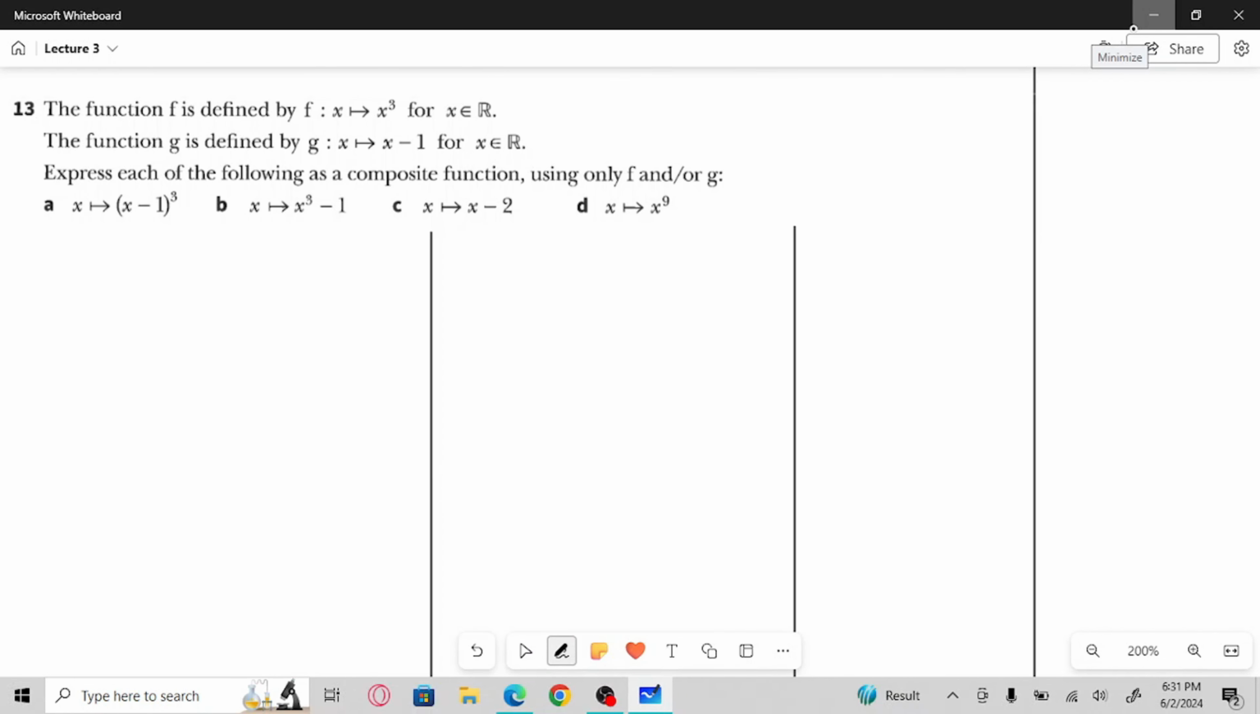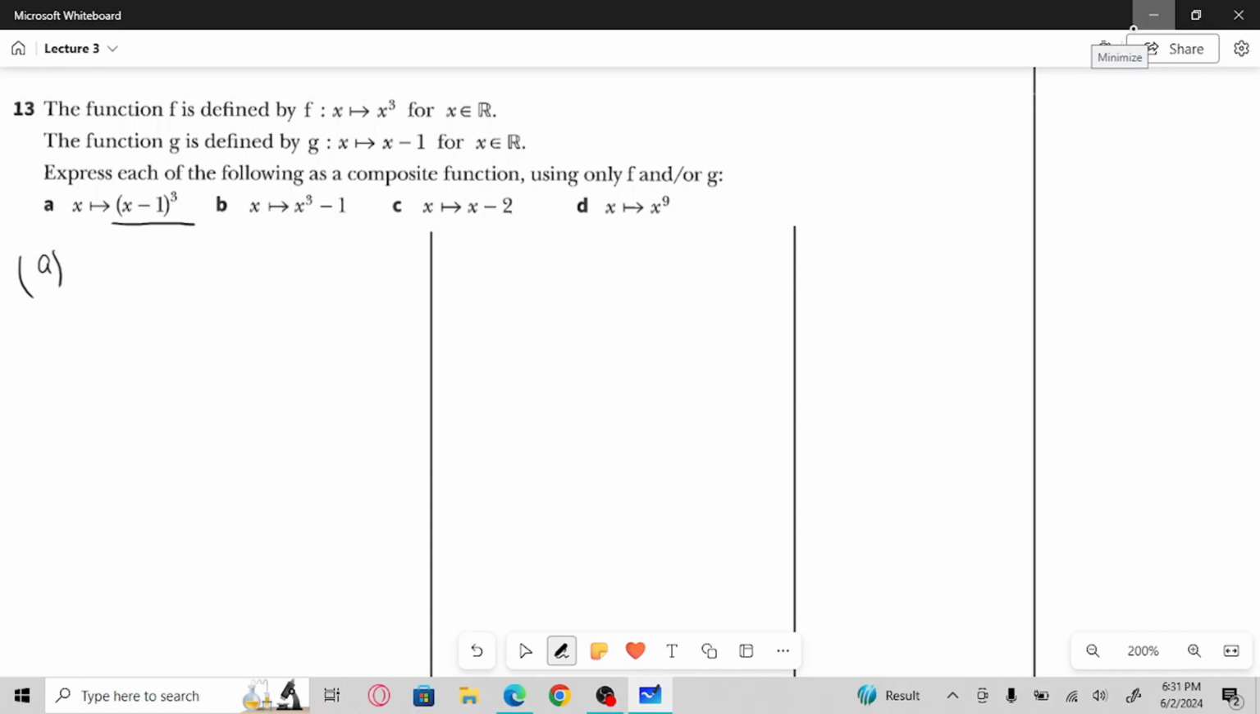Okay, now on to question number 13. And for me, this is the hardest question in this whole exercise. So question number 13a. As I told you, it's important for these types of questions to be practiced a lot. And for this, we are told that x is mapped to x minus 1 cubed. So we have to tell in terms of f and g what would be the composite function which would form this equation, x minus 1 whole cube.